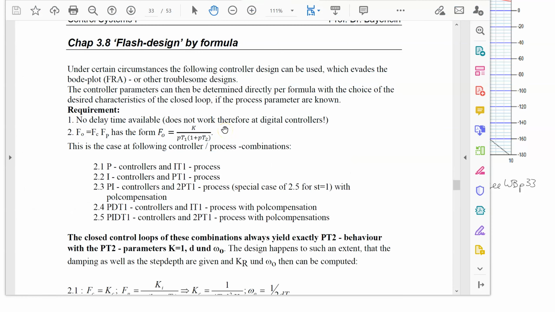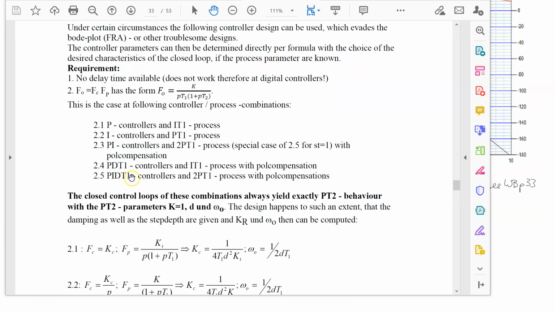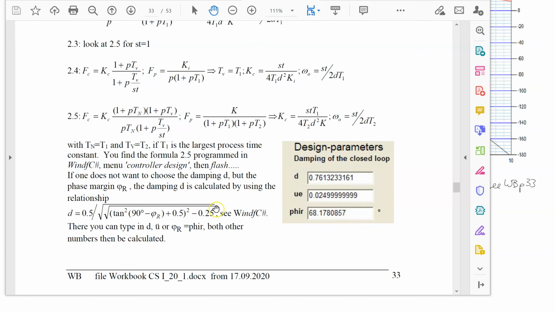On page 33 you can find the flash design. In our case, we have a PIDT1 controller with a 2PIDT1 system. If we have this exact combination, then this is a calculation method. And you see here in the bottom part of the page, there is a conversion equation for the damping factor D. And this equation is used in my tool program WinDF C#. If I open this and calculate with our phase margin of 57 degrees, then we get the following result.